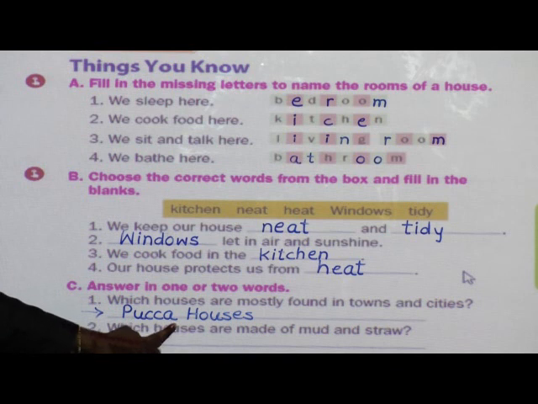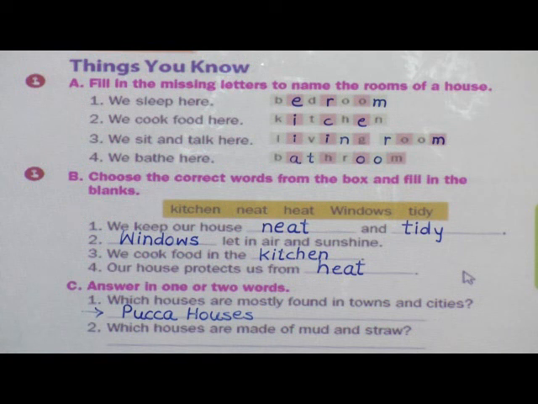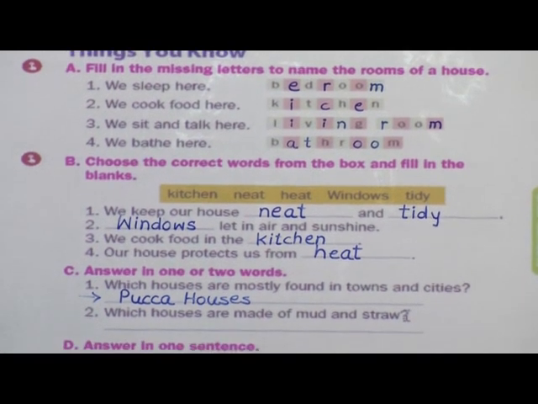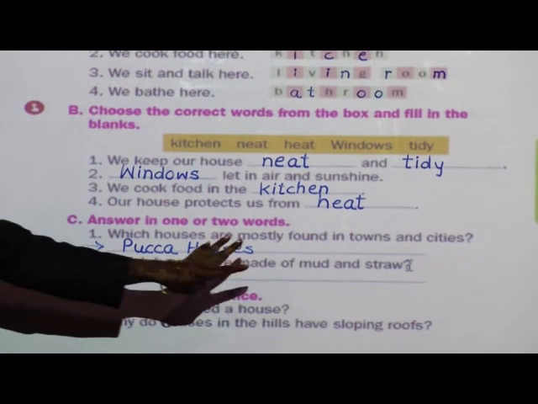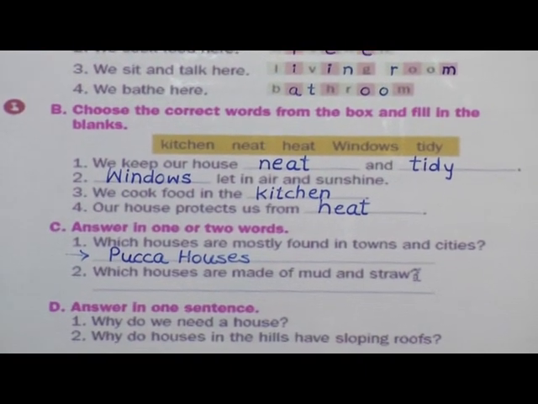P-U-C-C-A, pakka houses. H-O-U-S-E-S. We find pakka houses in towns and cities. Next question is, which houses are made of mud and straw? See children, here you can write pakka or permanent also. Both the words are same, pakka or permanent.